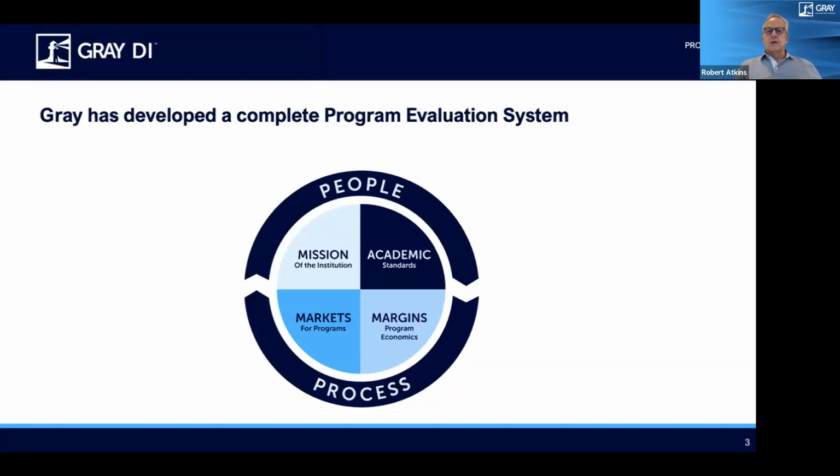So that's our view on what a program evaluation system is. The right data in the right software going to the right people engaged in an effective and efficient process for making decisions.